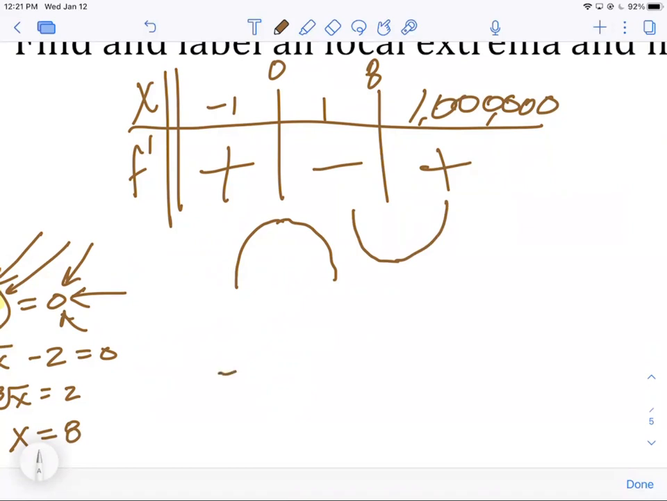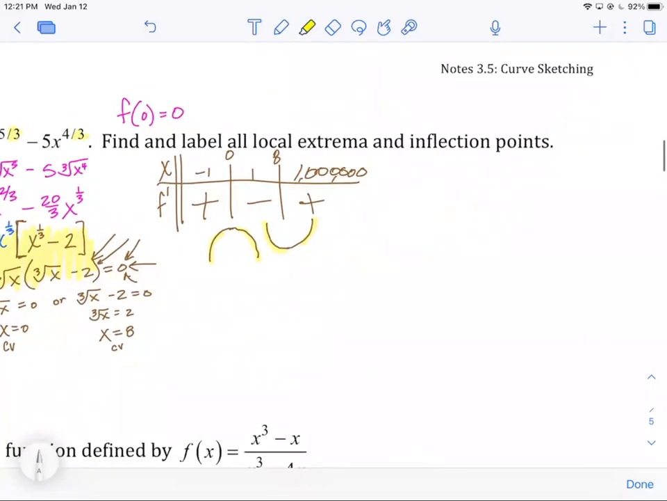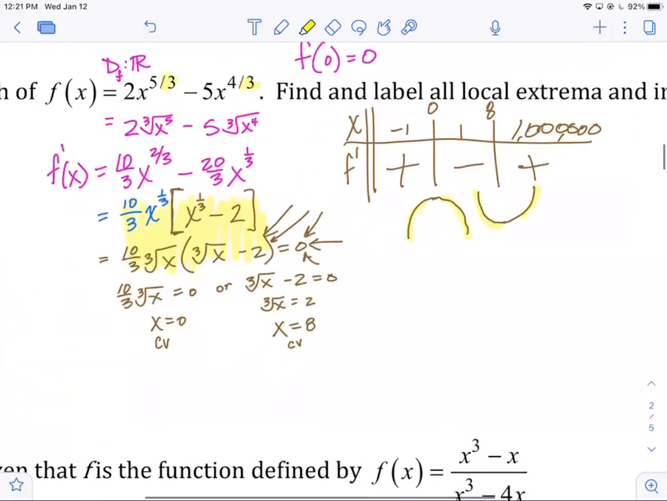Because if it were curved the other way, if it were curving up and it was a local max, that would be a cusp, right? So there you go. I know I have a local max and I have a local min. I can probably infer the concavity from there if I wanted to. Okay, but let's go ahead and find the inflection points now.